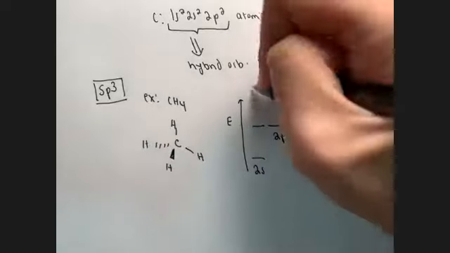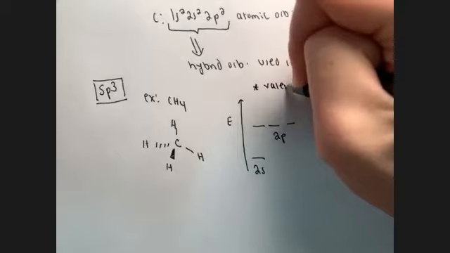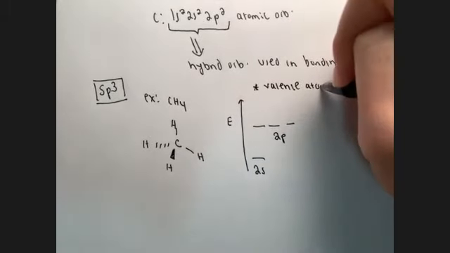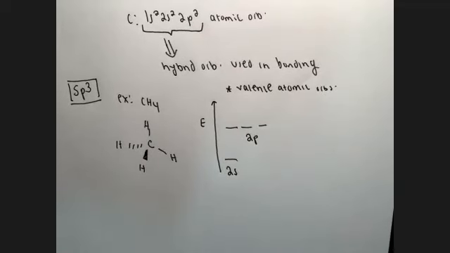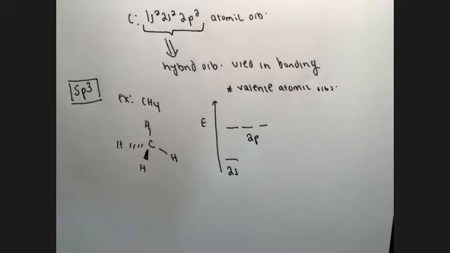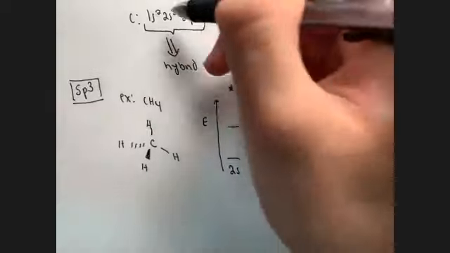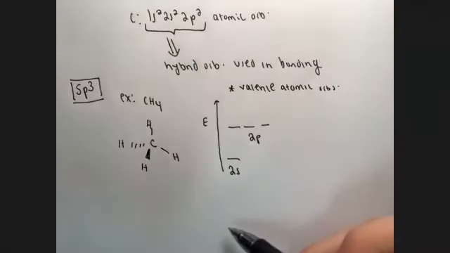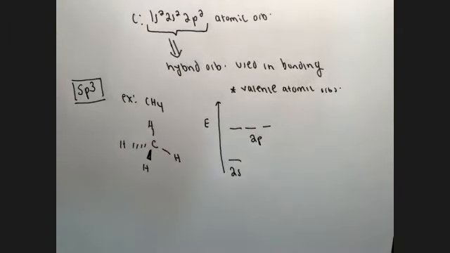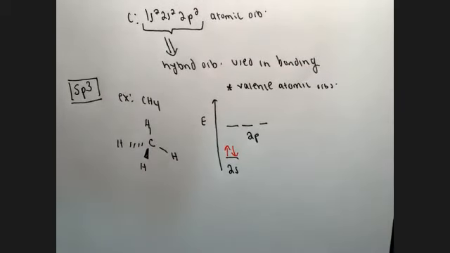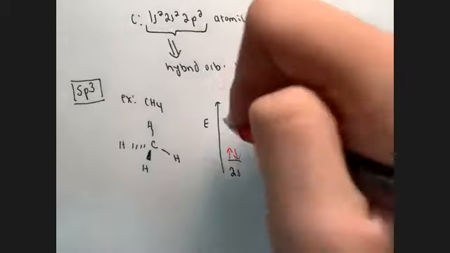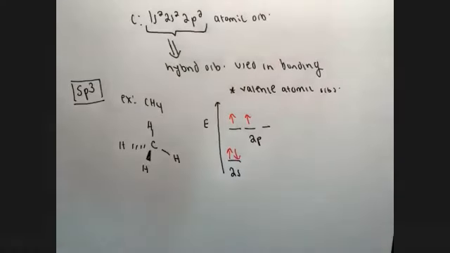So only valence, so maybe I'll write that here. Valence atomic orbitals. Okay, those are the most important, valence atomic orbitals. Okay, so let's populate those. So according to my electron configuration that I drew up here, we see that in our 2s orbital, we have 2 electrons. So let's populate that. Okay, and then in the 2p orbital, I have 2 electrons as well. So let's follow Hund's rule, and make sure that you fill these in correctly.